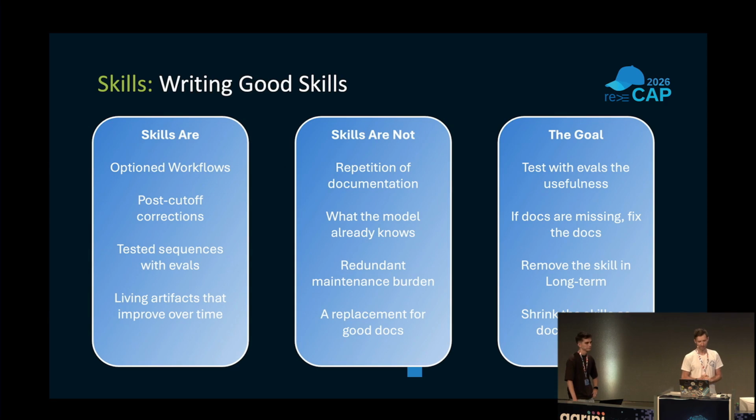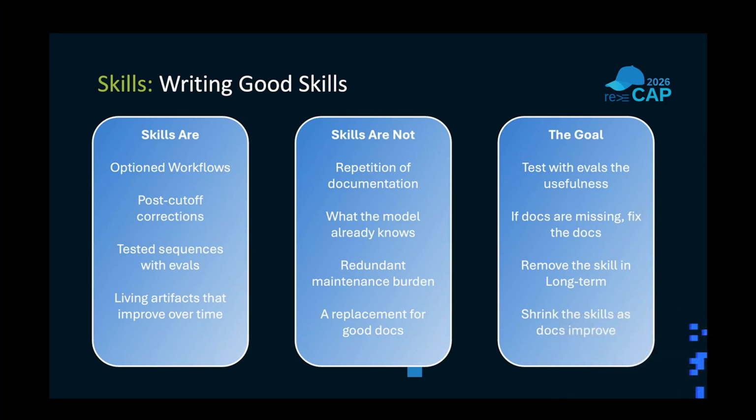So what are skills for us? They're opinionated workflows. Like I already said, it gives it certain ways how to achieve certain tasks. Post cutoff corrections, where the model just doesn't know something, and we try to bring all of the new features that we have into the skills as well.